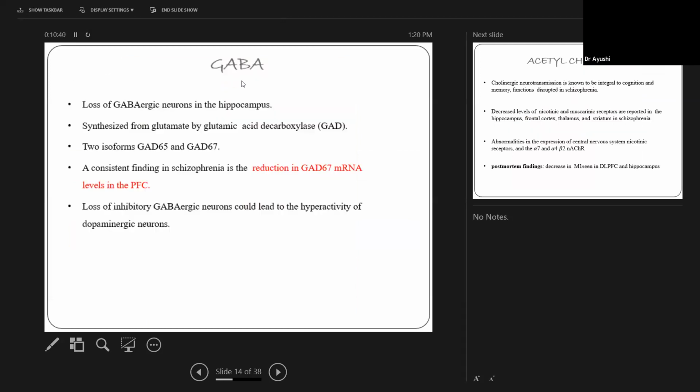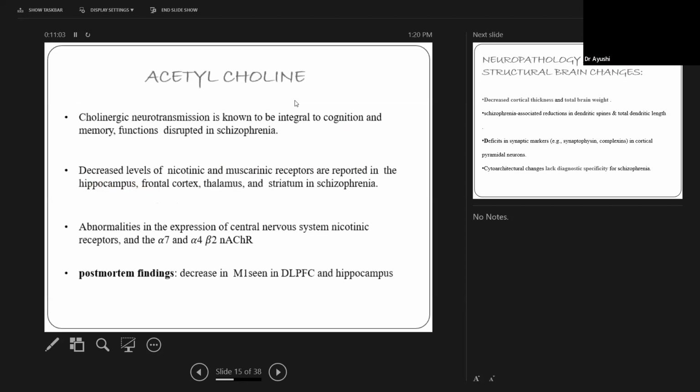Then is GABA. There is loss of GABAergic neurons in the hippocampus. GABA is synthesized from glutamate by glutamic acid decarboxylase, and we have two isoforms, GAD65 and GAD67. In schizophrenic patients, there is reduction in GAD67 mRNA levels in the prefrontal cortex, and loss of these inhibitory GABAergic neurons could lead to hyperactivity of the dopaminergic neurons.